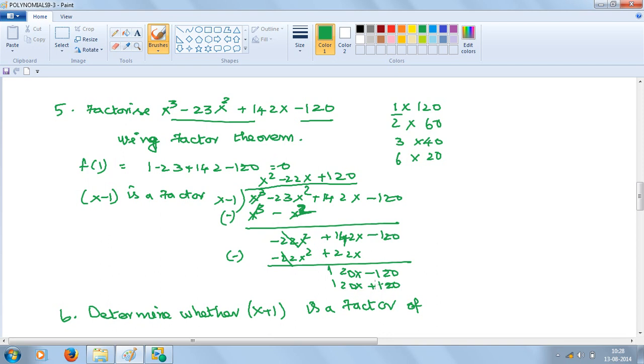Then we get this is minus. 120 into x is plus. So this will become 0. So now this is the quotient.